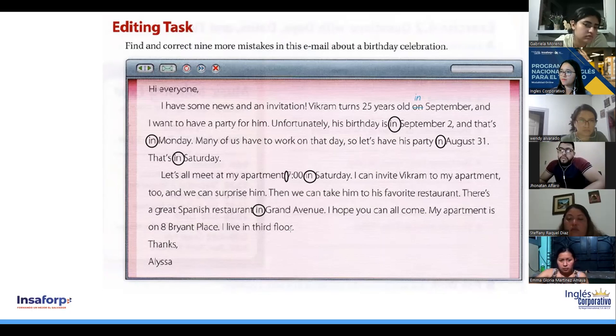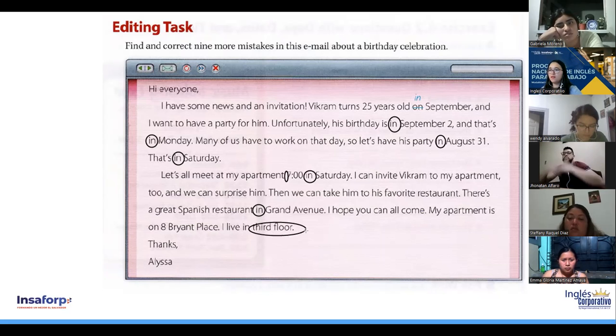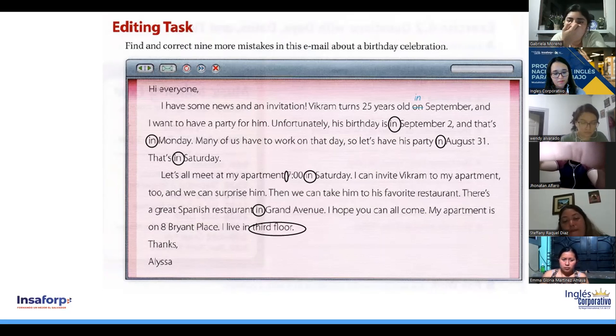My apartment is in... it is on the third floor. Okay, ahí estamos bien porque el floor es un lugar, right? Eso lo vamos a ver la otra semana. Okay, estamos good. Questions about this part? Okay, no questions? Okay, good, guys.